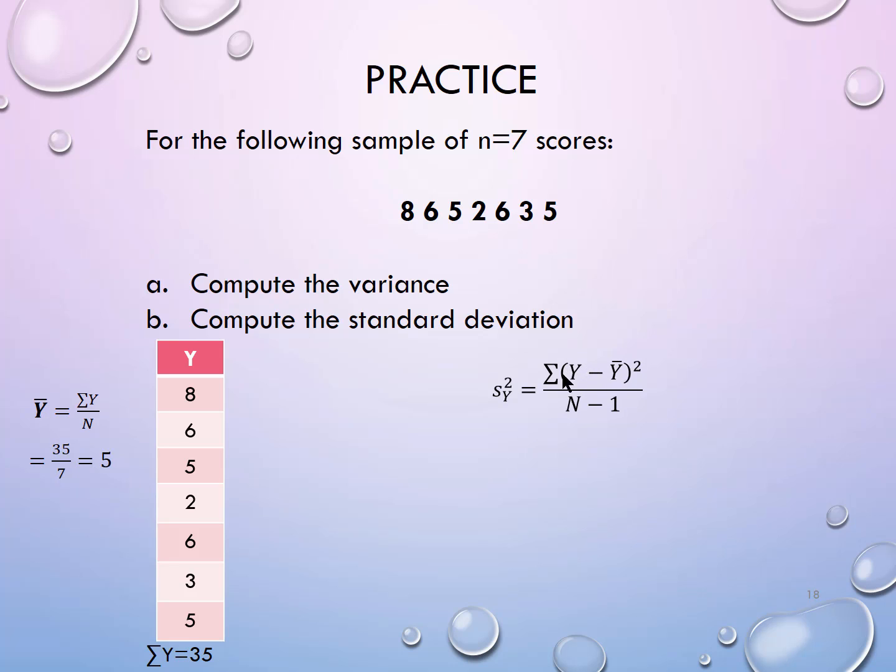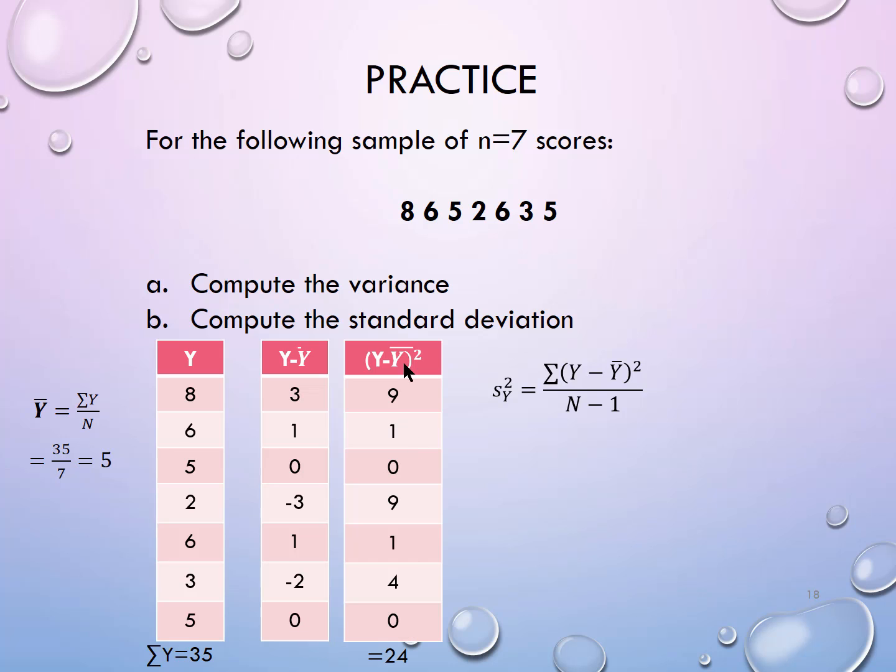Now let's look inside the formula. It's asking us to subtract the mean from each of the scores and then square it and then sum it up. But let's do that first. We're adding another column. So this is the score minus the mean. 8 minus 5, 6 minus 5, 5 minus 5, and so on. Right? These are the differences. But remember, if we would add them up, we would get 0.